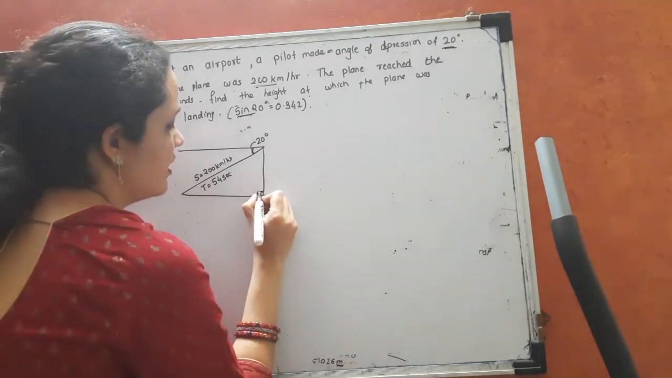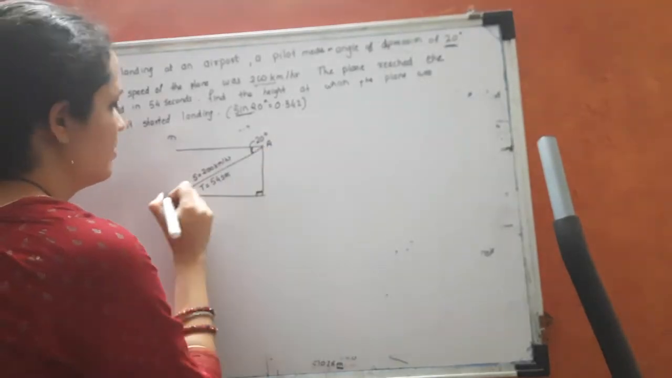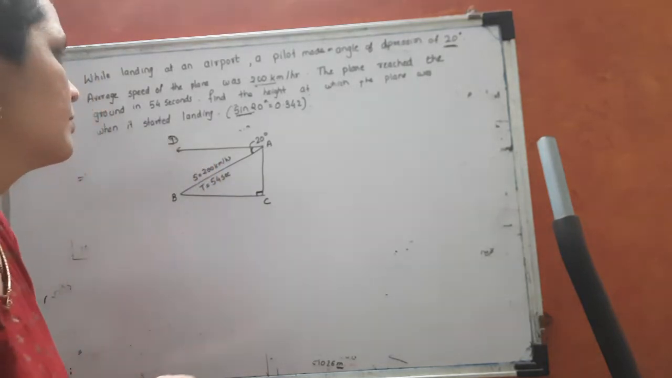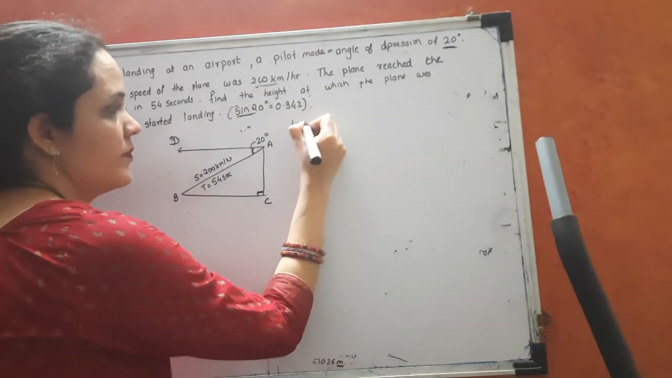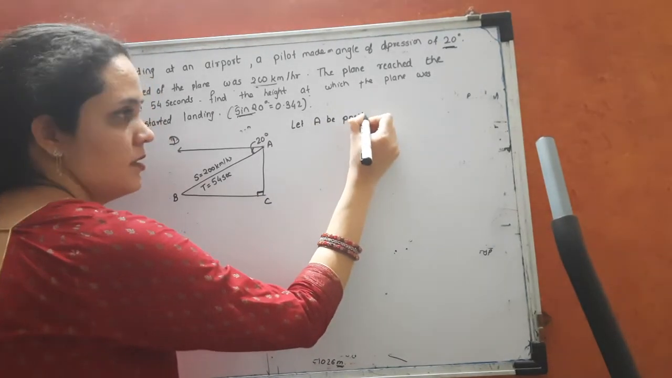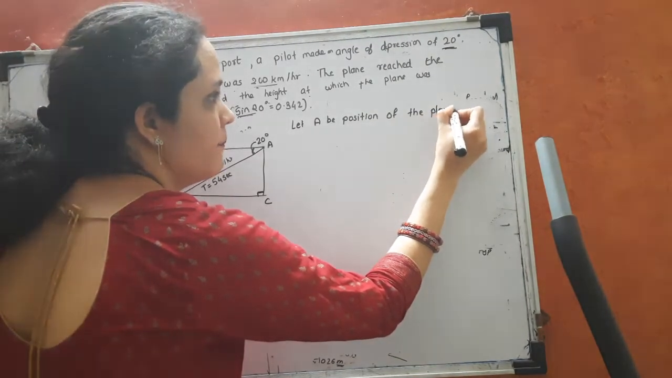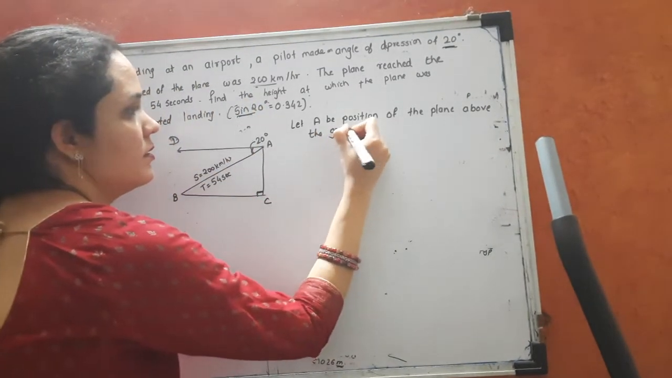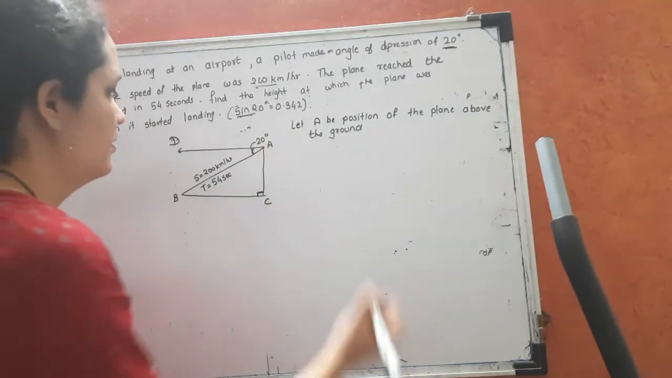Height means 90 degrees with the ground. So I will name this figure and define each point. Let A be the position of the plane above the ground. A is the position of the plane above the ground.